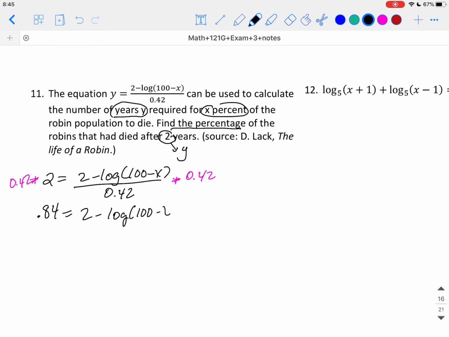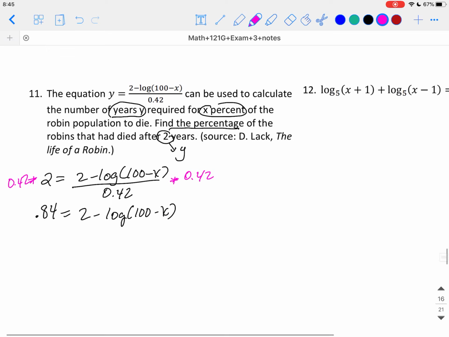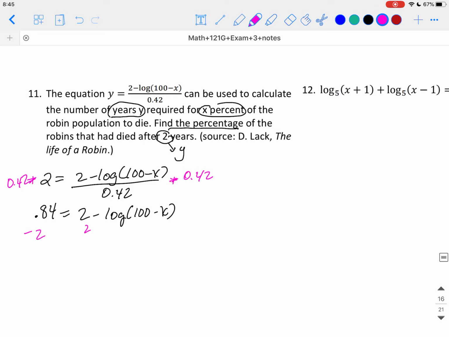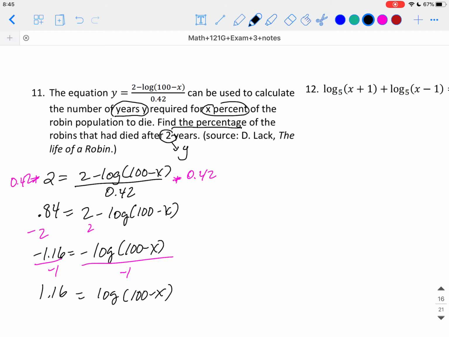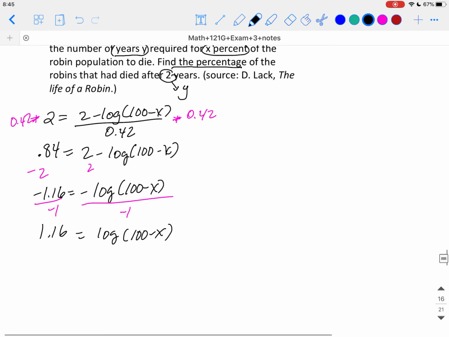And on the right-hand side, you're left with 2 minus the log of 100 minus x. Then we're going to subtract 2 from both sides. And so 0.84 minus 2, if you do it on your calculator, is negative 1.16, which is equal to the negative log of 100 minus x. The log is still not by itself. That negative in front of it is an understood 1 being multiplied. So to get rid of it, you're going to divide. And so you're left with 1.16 is equal to the log of 100 minus x.